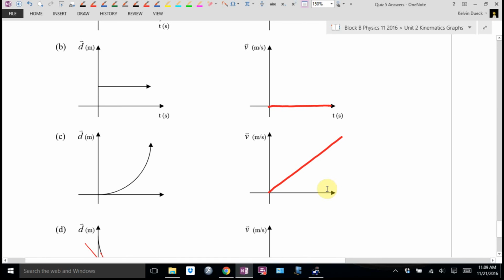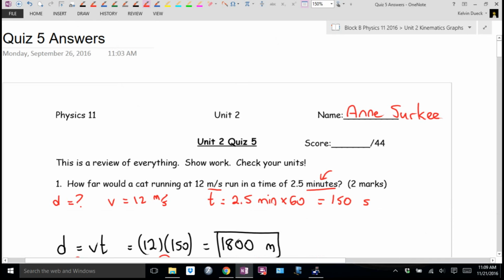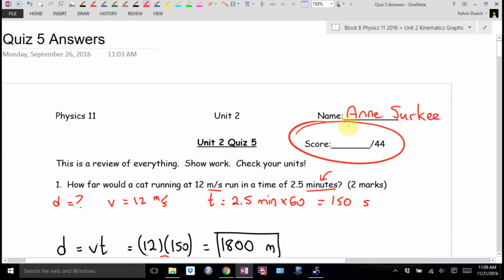This page is out of 4. This whole massive quiz is out of, count 'em, 44. If you can give yourself a score out of 44.